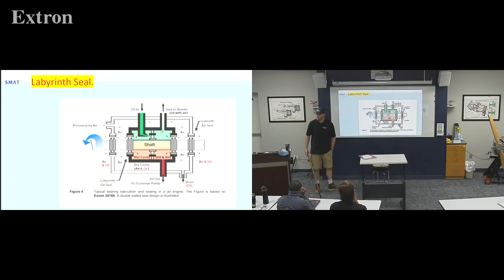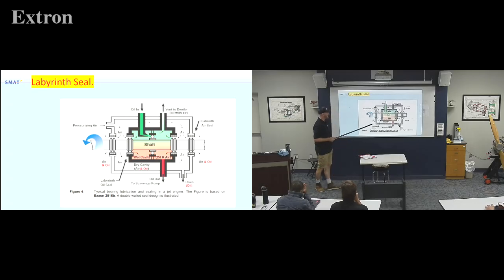And you say, well, where does the air come from, Case? I thought you were only spraying oil into there. And I say, yeah, you're right. But we have a labyrinth seal. And basically what a labyrinth seal is, we're going to take our pressurized air, usually our bleed air off our turbine engine, and put it in this outside cavity.